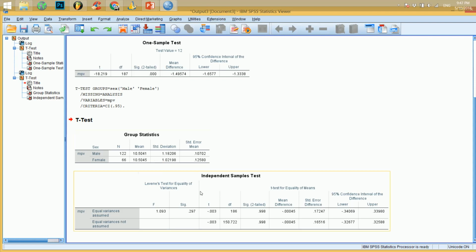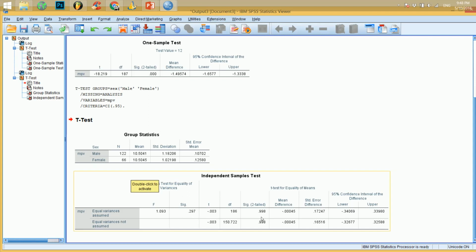Now in the second table, I would like you to start with this first section, which is Levene's test for equality of variances. So it simply tells you whether the two samples that we are testing, the males versus females, have equal variances, or is there a difference in variances observed. So what you need to do is to start with the level of significance. In this case, as you can see, it's much more than 0.05. So that means essentially that the variances were more or less similar. So in a sense, there was no difference in variances between these two samples.